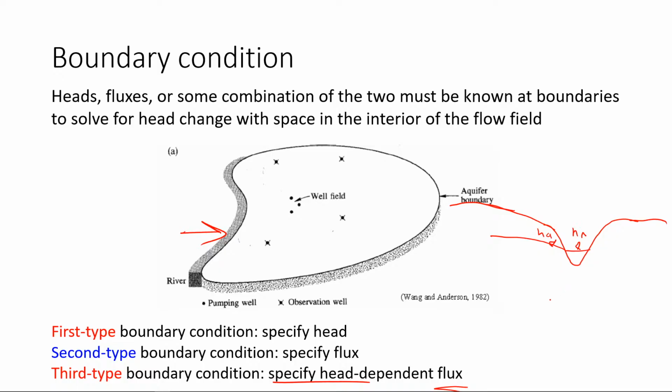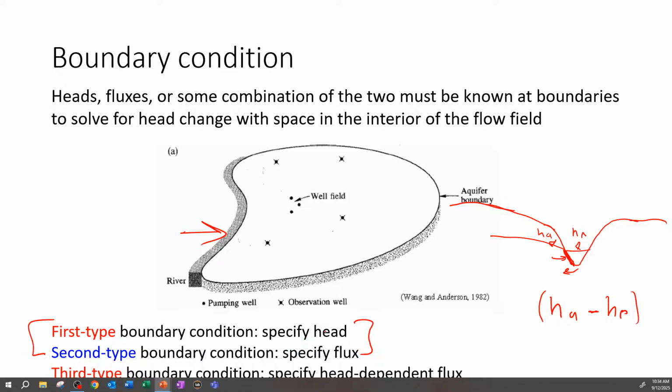Based on the difference, and here you have river bed conductance, water could flow from here to here or from here to here depending on the head in the aquifer, the head in the river, and this bed conductance. So this is called a specified head dependent flux. Depending on the head in the aquifer minus the head in the river and the conductance of this river bed, the flux will be determined. This is called a type 3 boundary condition, so it's a mixture of type 1 and type 2.